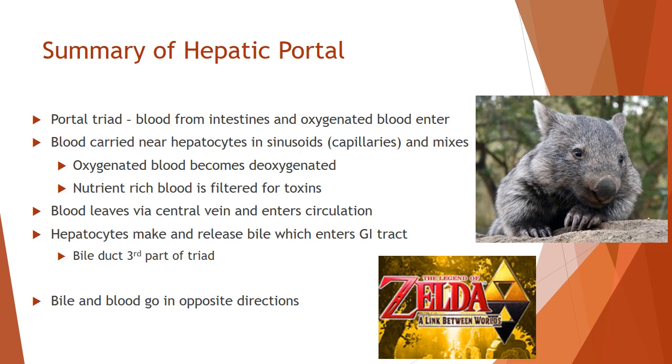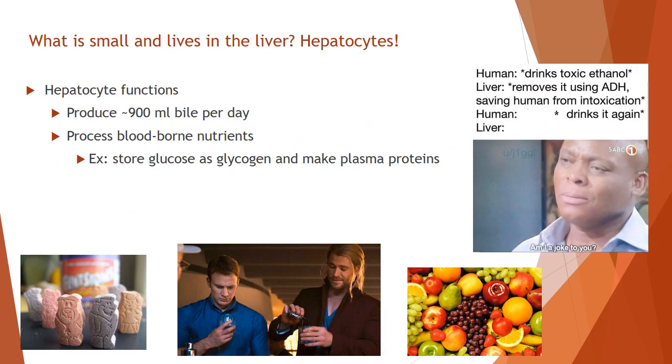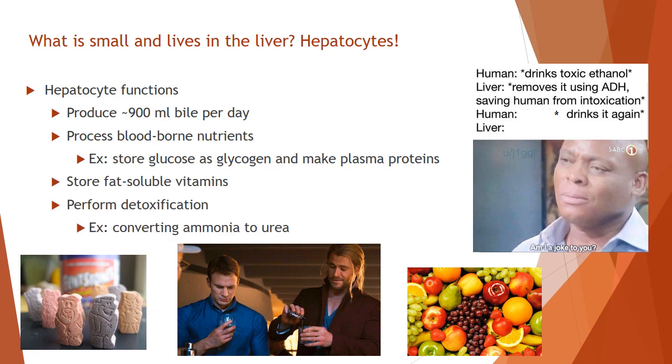So two different things. All right, so we talked about the hepatocytes before, and these are liver cells. They produce almost a liter of bile a day collectively, which is pretty impressive. That's a lot of bile being made. And they also help process any sort of nutrients that we carry in blood. And so remember, the liver can store sugar, and so it can actually store glucose as glycogen, which is kind of neat. It can also store various vitamins that get taken in, and it can perform detoxification.